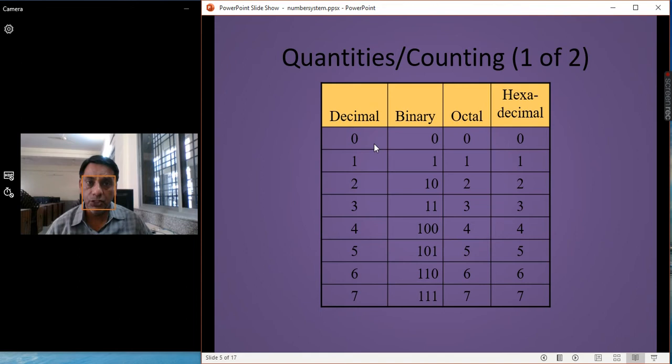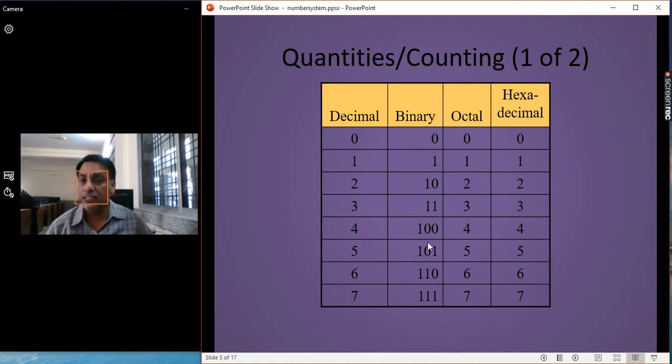You can see here, suppose 0. When you say 0, all the number systems have 0. Take the 4, for example. If we convert this 4, the binary number is 100. You cannot say 100 for that; if you say 100, it means it's a decimal number. But if I say 100 in binary, it means it is a binary number. The same binary equivalent value in octal is 4, and in hexadecimal is also 4.